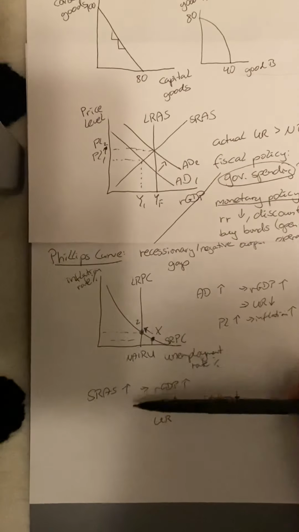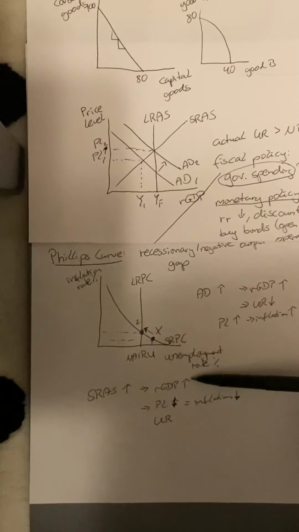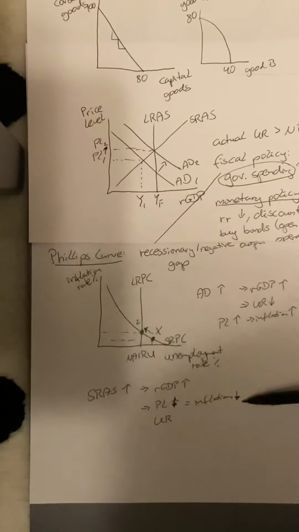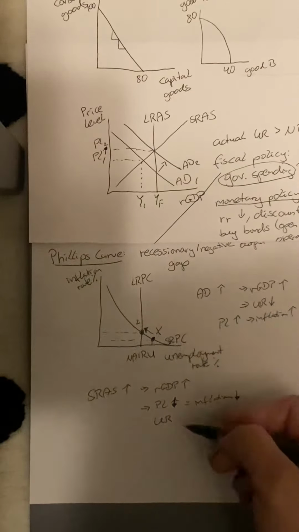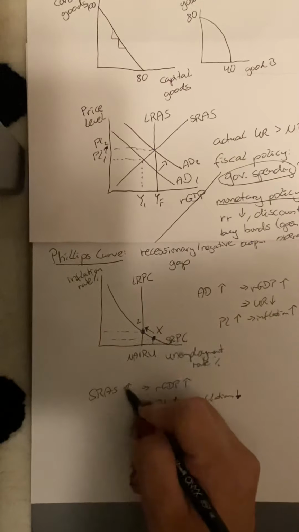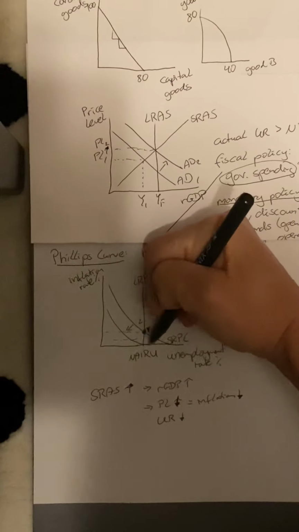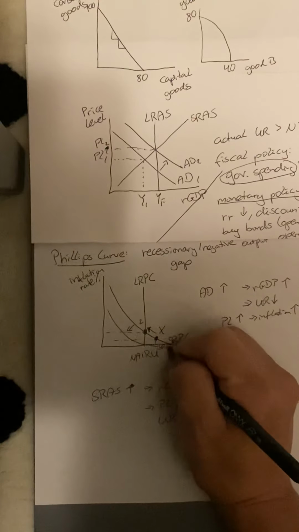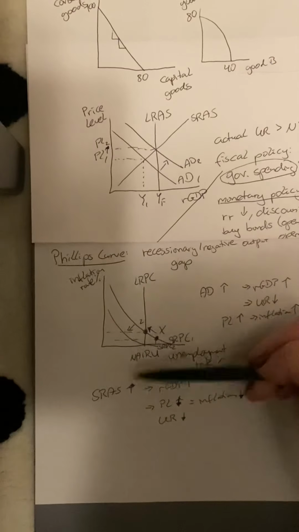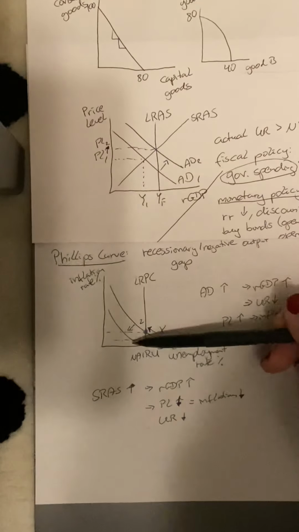Now let's say SRAS increases because our workers are more productive now. That means real GDP increases, but price level decreases. Therefore, our inflation decreases. So what happens to the unemployment rate? That one also goes down. So SRAS shifting to the right causes an inverse relationship here, meaning SRPC shifts to the left. Okay? Because in order to show that we have a lower unemployment and inflation rate, we have to shift the whole thing to the left.